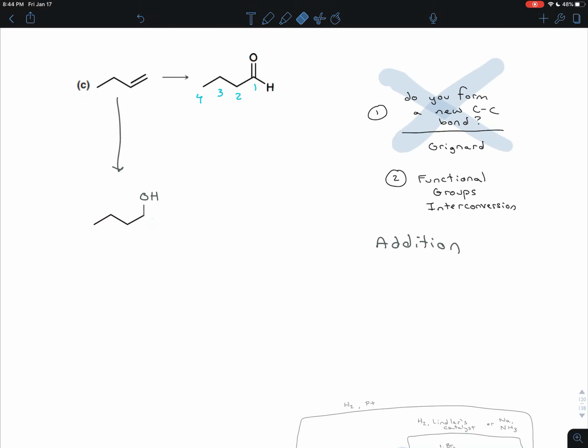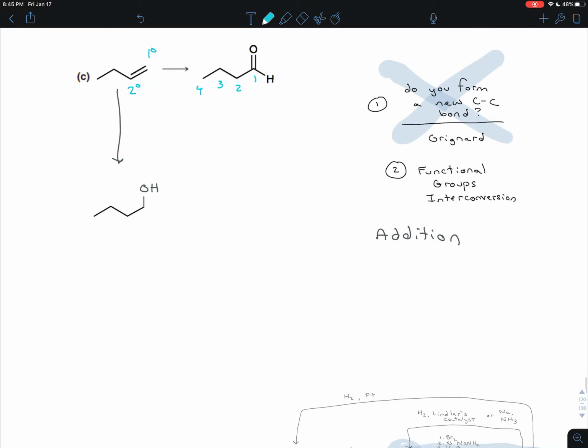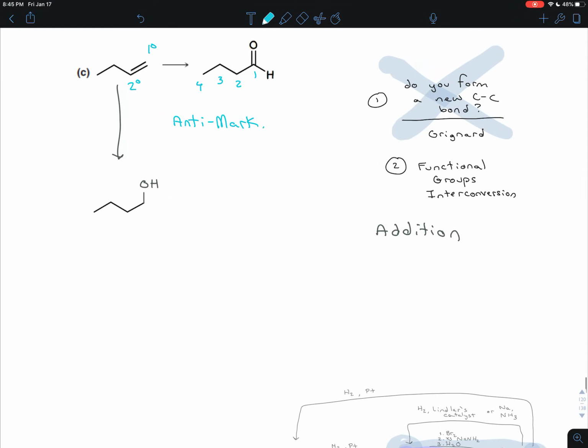For that, you need to know whether this is Markovnikov or anti-Markovnikov addition. Look at the original alkene. The carbon at the right in the double bond is only bonded to one other carbon, so that's primary. The carbon in the middle is bonded to 2 other carbons, so that is secondary. We want the oxygen to go on the less substituted carbon. The hydrogen would go on the more substituted carbon. If the hydrogen goes on the more substituted carbon, that is anti-Markovnikov addition. And the only anti-Markovnikov addition of an H and an OH that we know is hydroboration oxidation.